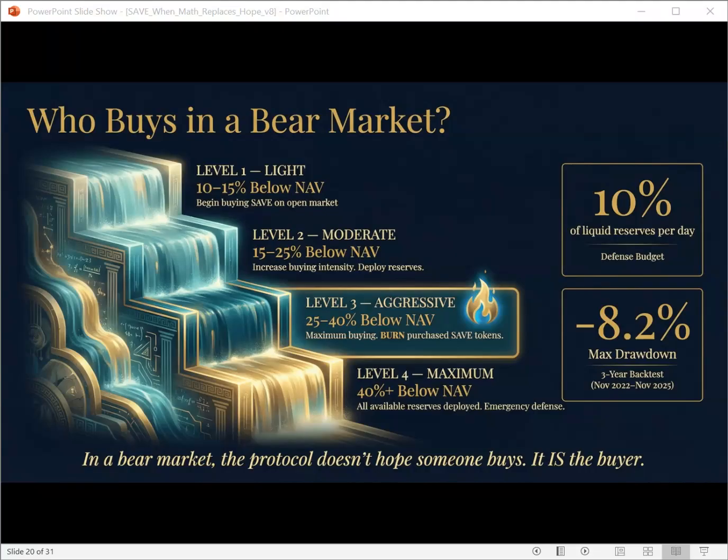In the 3-year backtest, this mechanism limited the maximum drawdown to minus 8.2%. For context, during the same period, Bitcoin dropped 65% and the S&P 500 dropped 25% in the same exact time period. The protocol does not wait for buyers, it is the buyer. And its budget replenishes from ongoing revenue, so it can defend the NAV indefinitely.